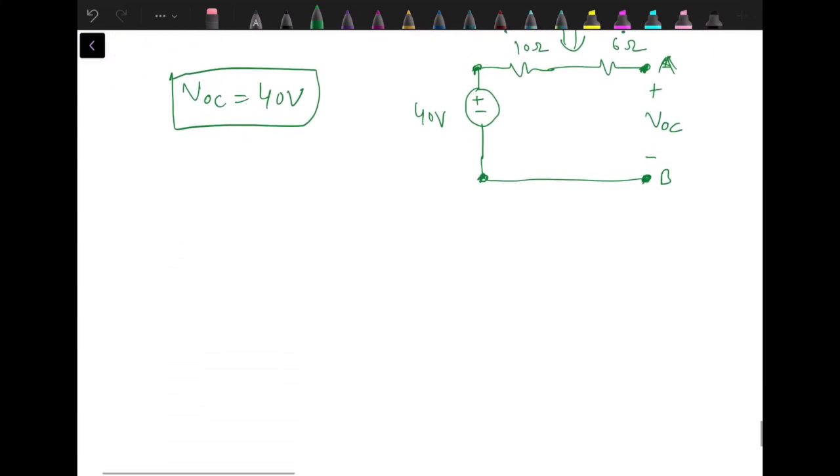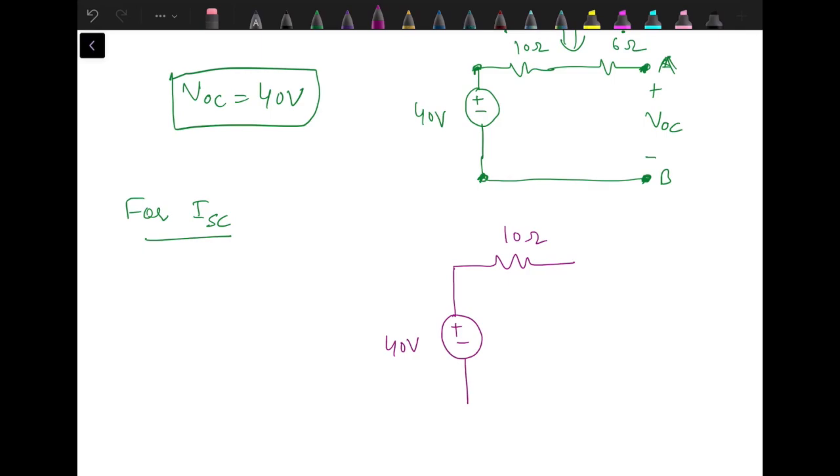Now the second step is for ISC. Now we have to calculate the short circuit current. So when we have to calculate the short circuit current, we need to draw the circuit again. 10 ohm resistance, 40 volt source, and here we have the current source, 6 ohm resistance, A, B terminals, they should be short circuited.